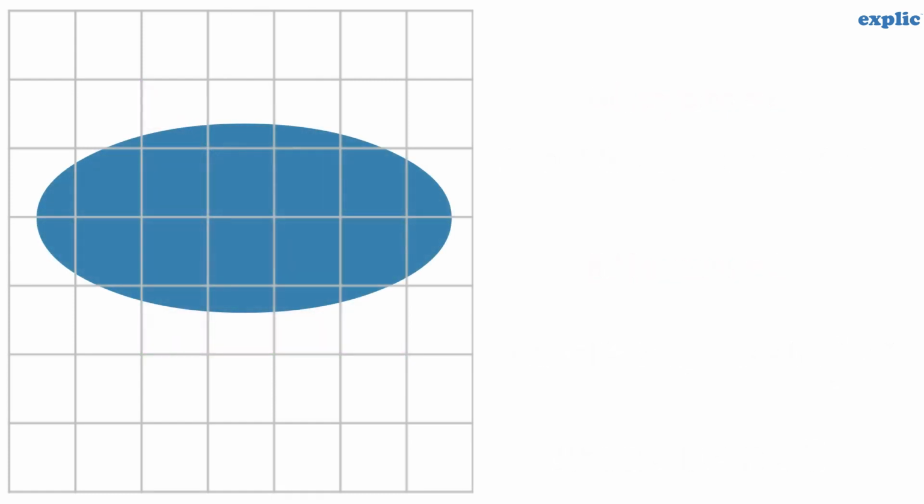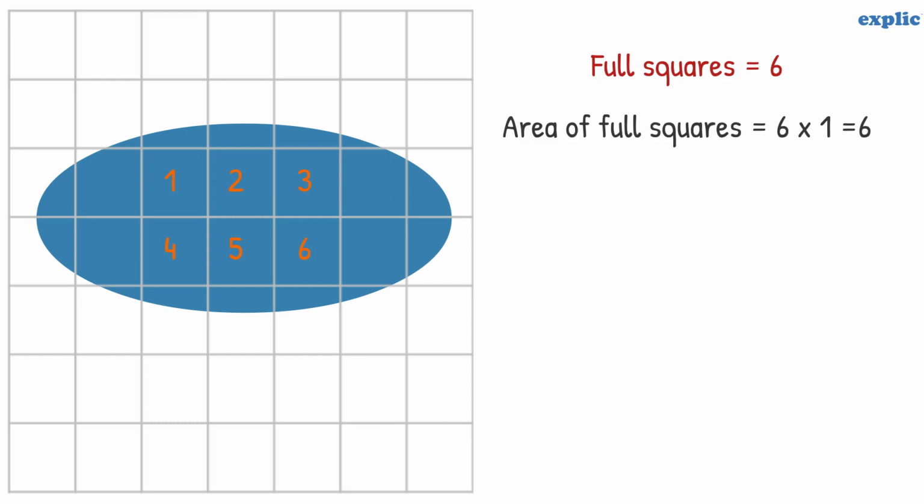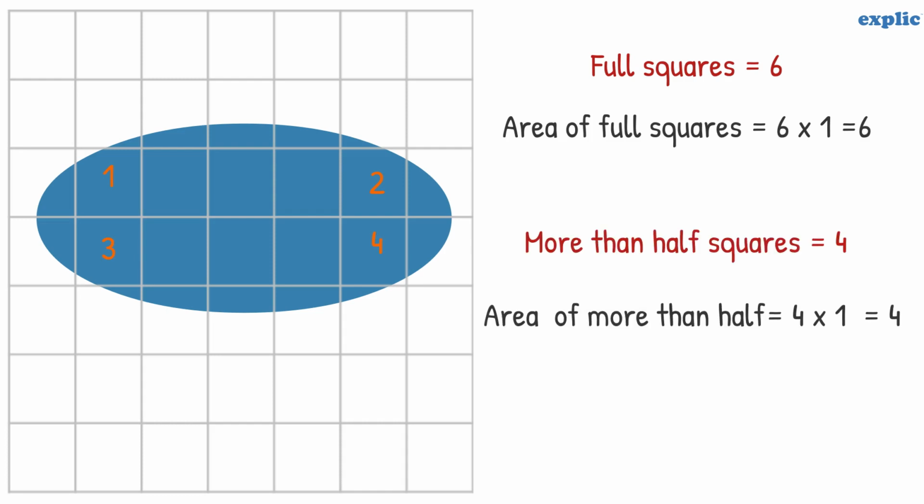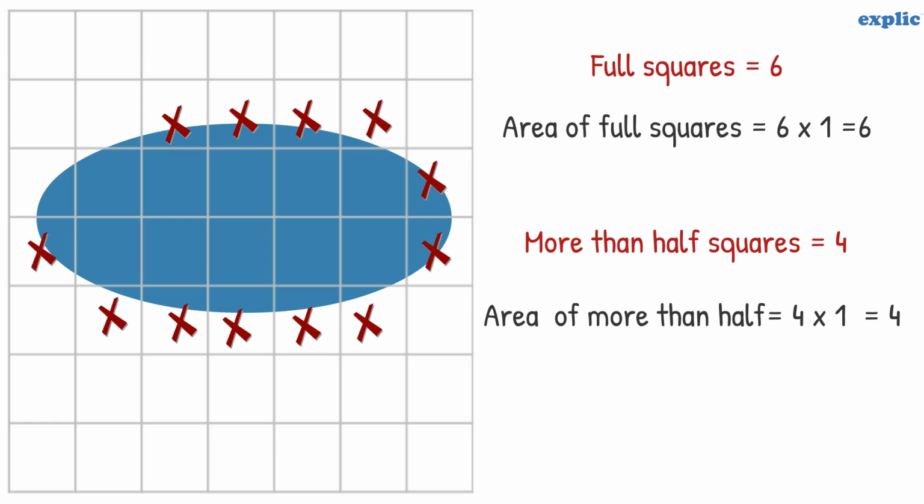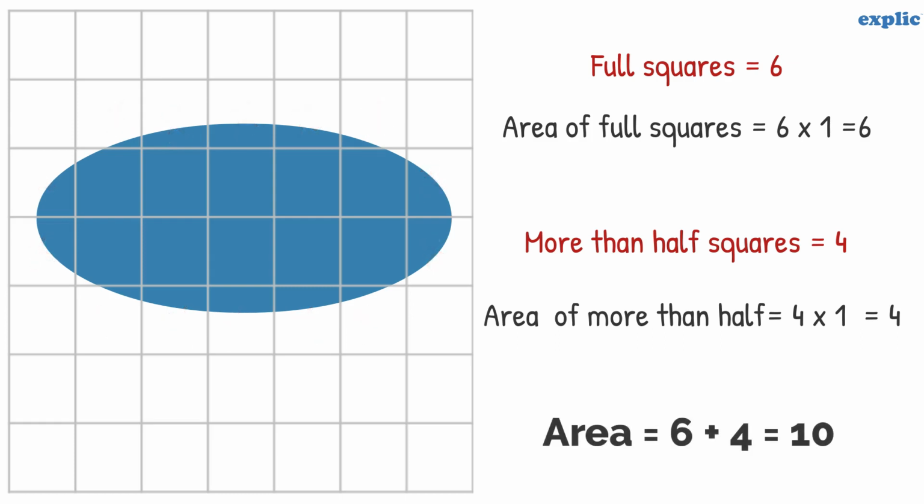You can also find the approximate area of a curve shape using square paper. Let's take the example of an oval shape. Count the number of full squares and find out their area. Now, count the number of squares that is more than half. Multiply the count by 1 to get the area. Ignore the squares, which are less than half. Add the area of more than half and full squares to get the area of the oval shape.